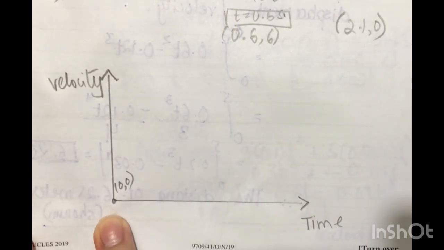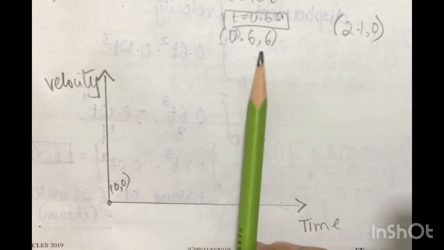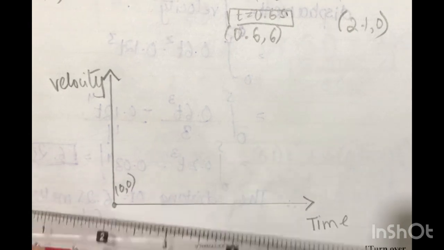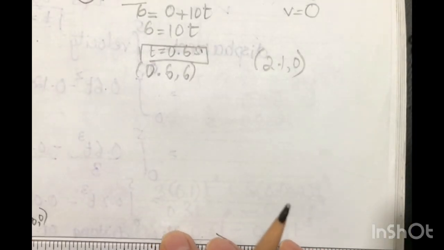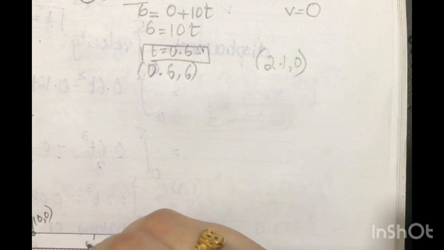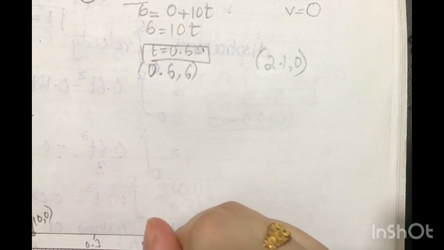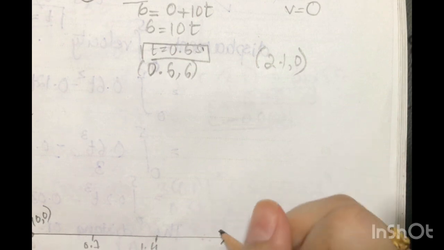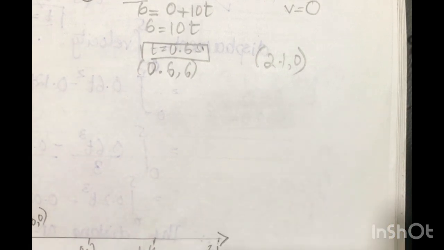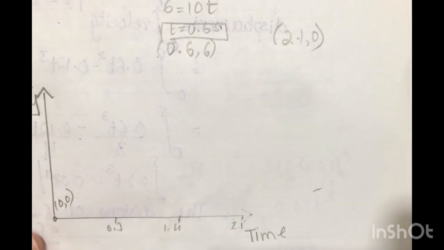So we have time over here. We can use increments of 0.7. So this will be 0.7, this will be 1.4, and then this will be 2.1. Let's extend this a little bit to make it more neat.